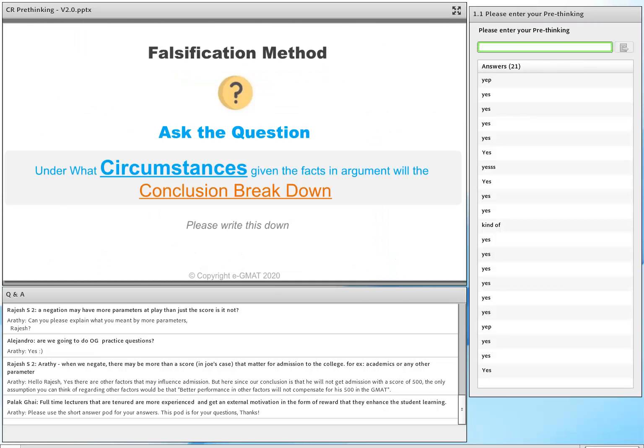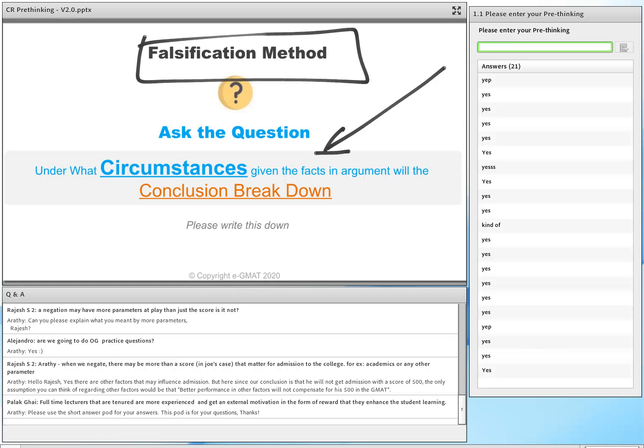Okay. So the pre-thinking question, which is what we call the falsification method, is: under what circumstances, given the facts in the argument, does the conclusion break down? Write this down. This is a question that you're going to ask for every assumption question, regardless of whether the conclusion makes a prediction about the future or talks about attributing a causality. It doesn't matter. You're going to ask the same question. Also, you're going to use this as you go from assumption to evaluate. Pre-thinking encompasses all of CR, whether it's strengthen, weaken, evaluate, assumption, logically completes, even boldface.